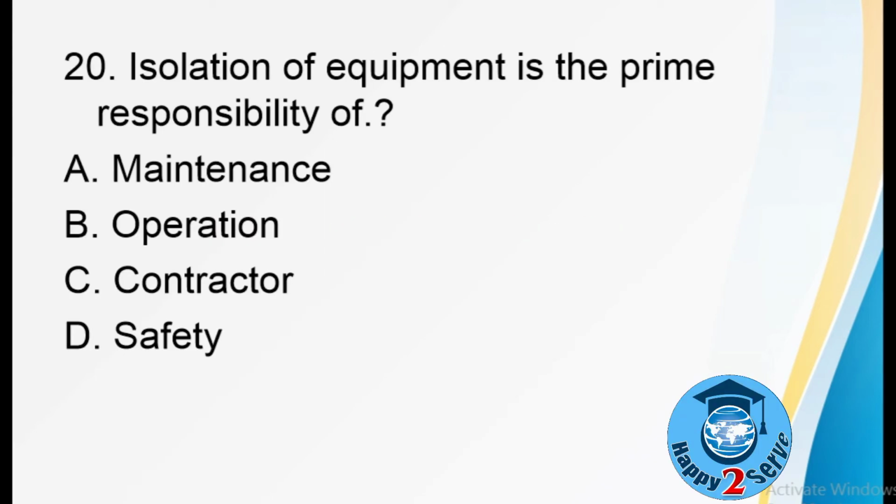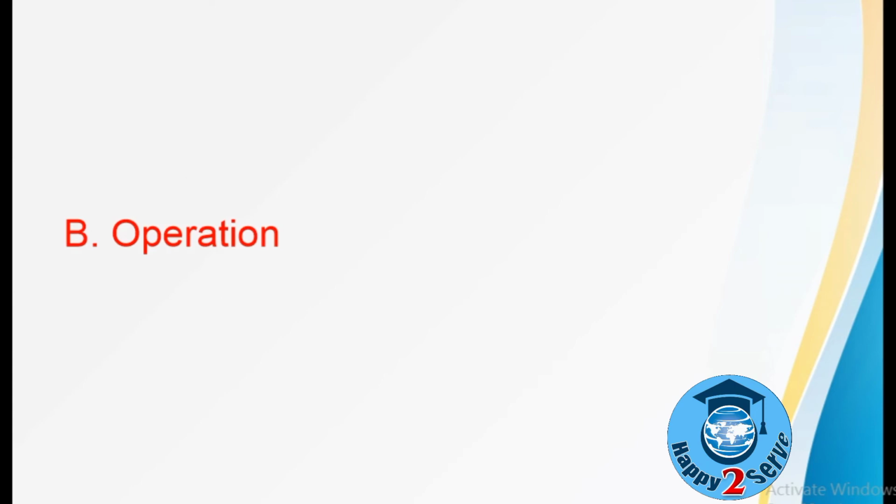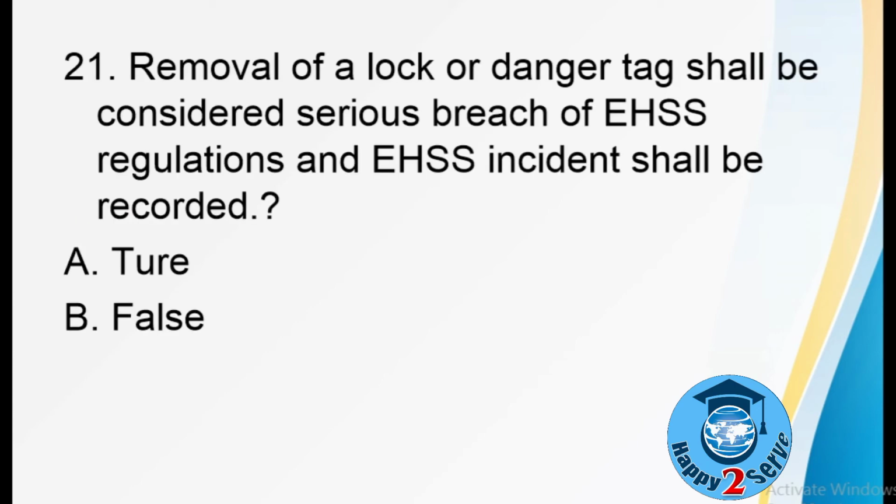20. Isolation of equipment is the prime responsibility of A. Maintenance. B. Operation. C. Contractor. D. Safety. Answer: B. Operation.